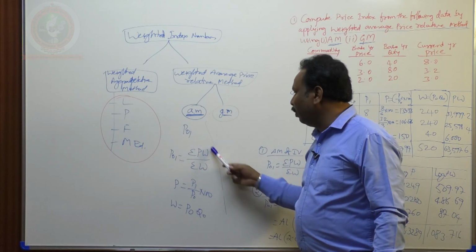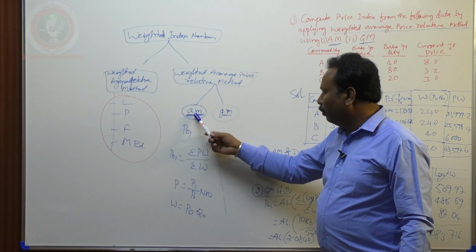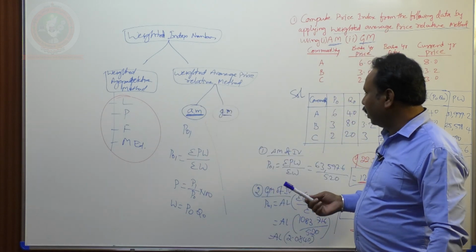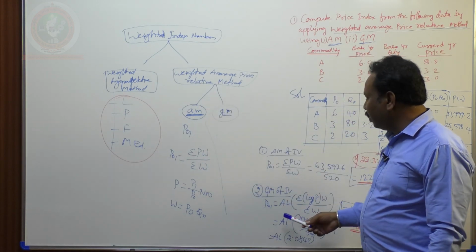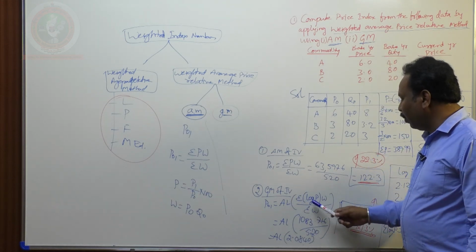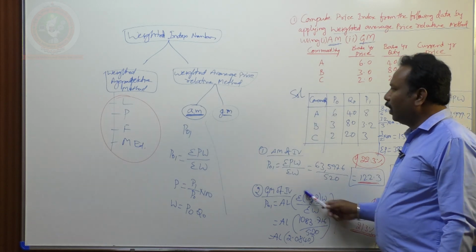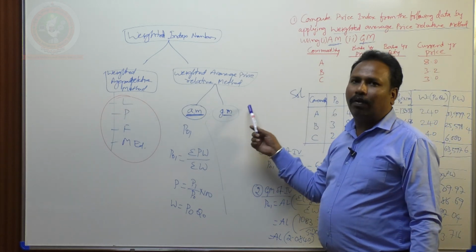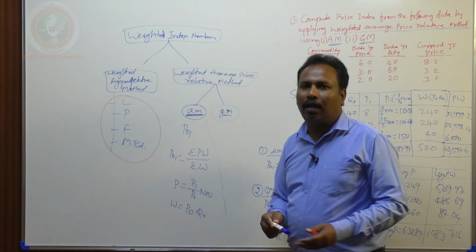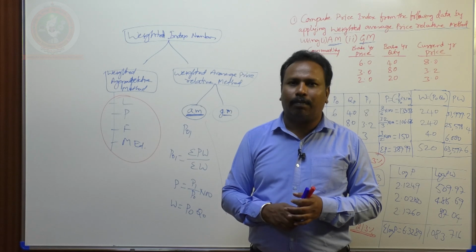Simplifying this, we get the arithmetic mean of price relatives index. On the geometric mean basis, it is the anti-log of summation of log P into W divided by summation of W, and we will get the geometric mean of index number. This is the entire summary of the index number module number 5 as per your syllabus.